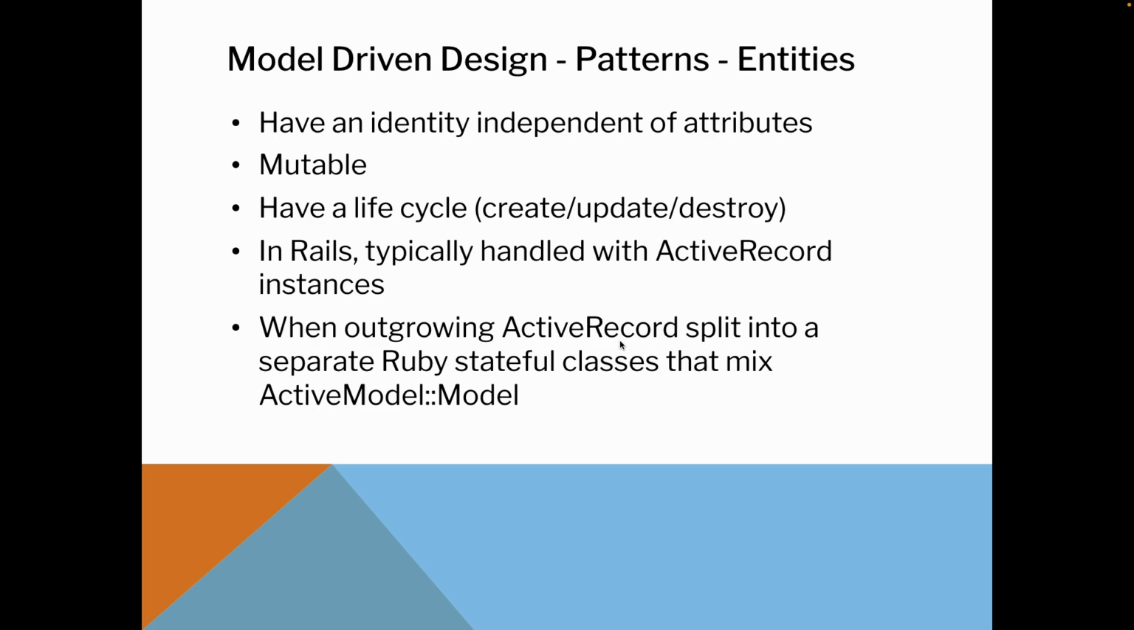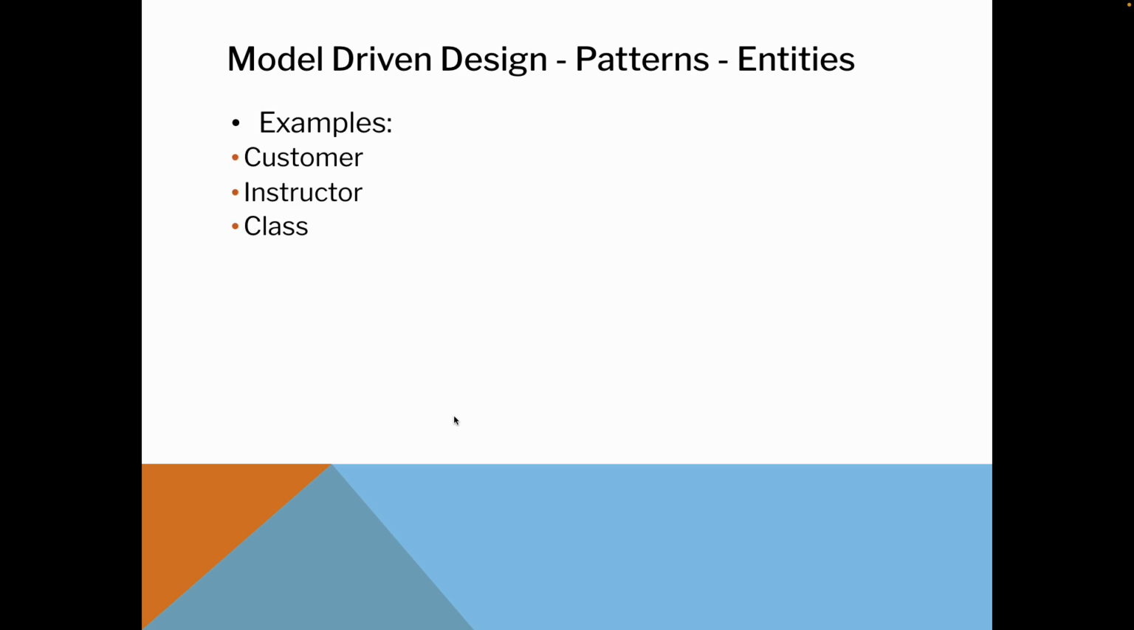If you ever outgrow the needs of Active Record, you can represent entities with Active Model if you want, or you can build your own Ruby classes and give them an ID. Active Record is mostly for relational databases. If you're not using a relational database, you might have a different storage mechanism, or maybe you have objects that will live for a temporary period of time. For those cases, you wouldn't need Active Record. You could use Ruby classes or Active Model. So examples of entities here are customer, instructor, class. All of those are entities because they're unique.